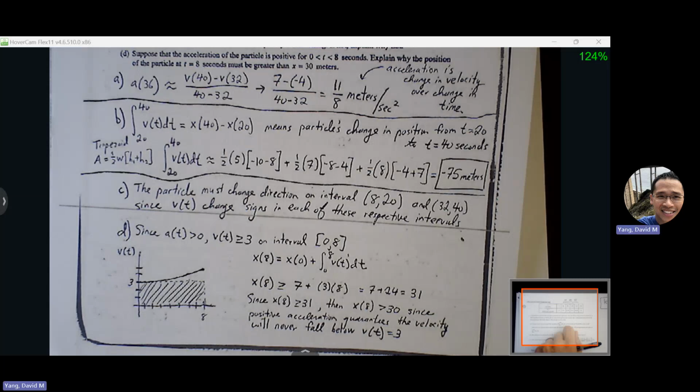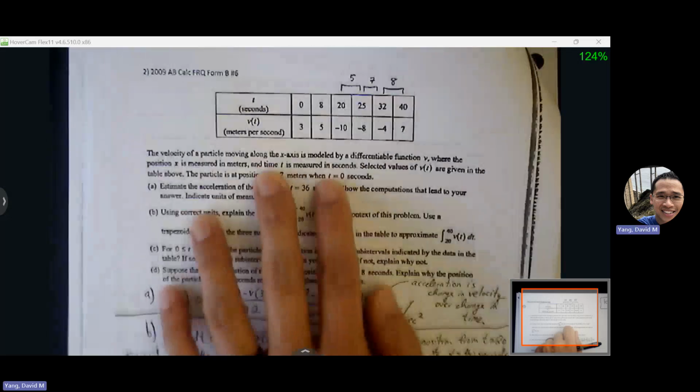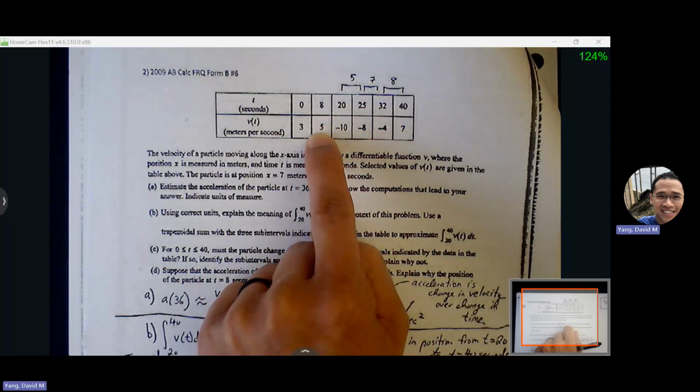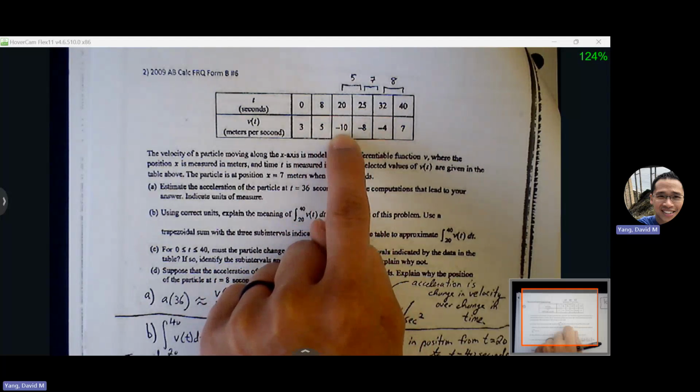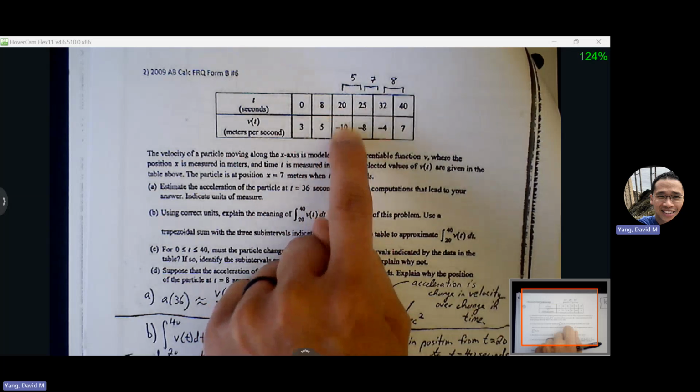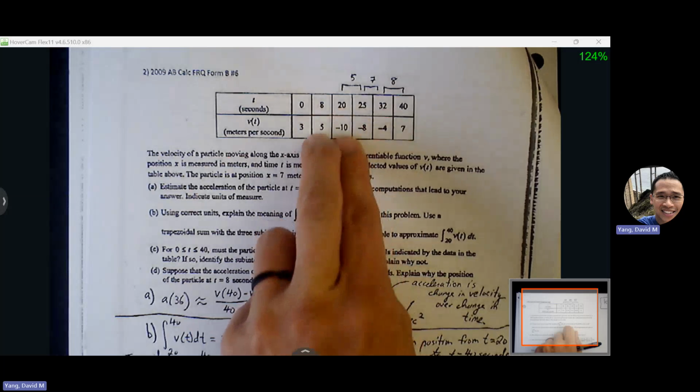Yeah, because we don't know the exact time when it changes direction. We know that at some point it's going to have to shift from a positive to a negative value. But it could be at 10 seconds, could be at 12 seconds, could be at 14 seconds. All we know is that if it's a continuous function and there's a change in sign, all we can say is the interval where that direction change is going to occur. That's all we can say.